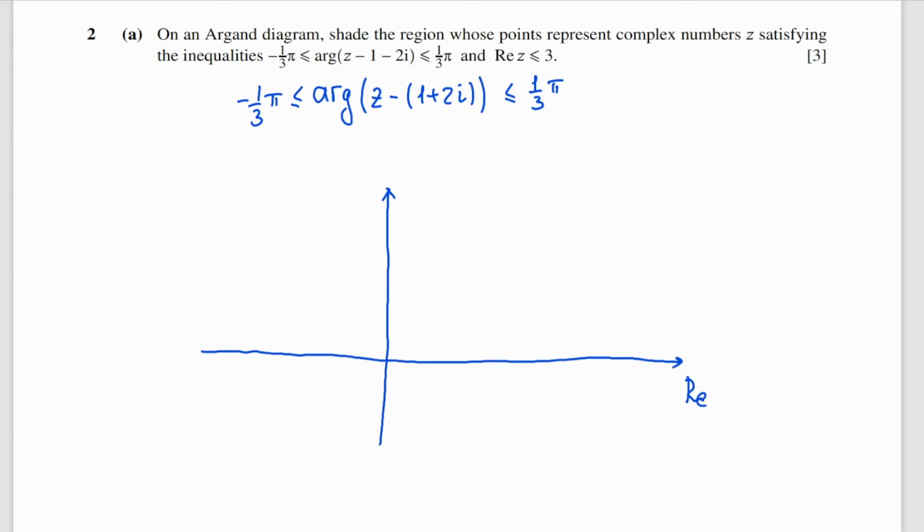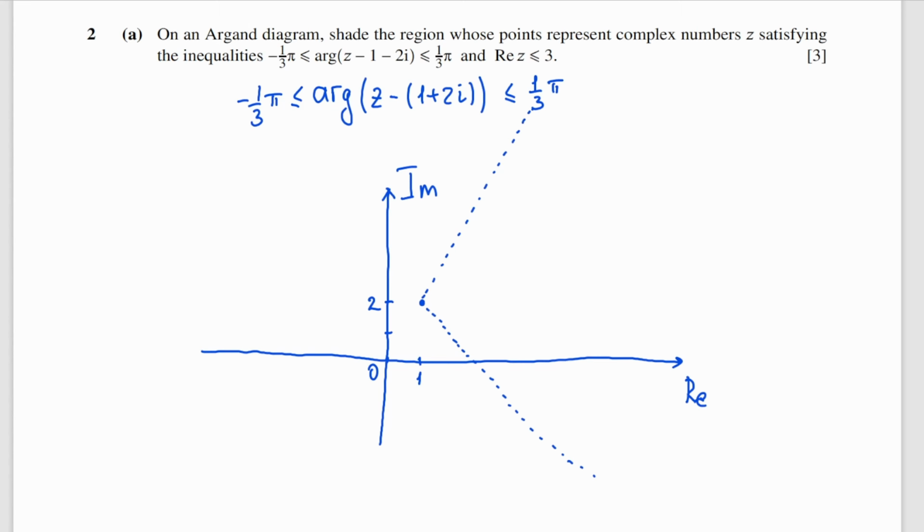The x-axis is going to be the real part, and the imaginary is going to be the y-axis, 0 here. So 1 plus 2i is going to be 1 on the real axis, 2 on imaginary. Now, argument is the angle from the horizontal. It goes from minus pi over 3, which is negative 60 degrees, so this way, approximately, and plus 60.